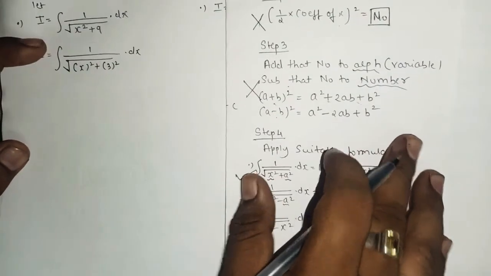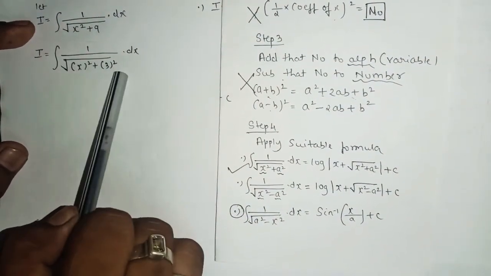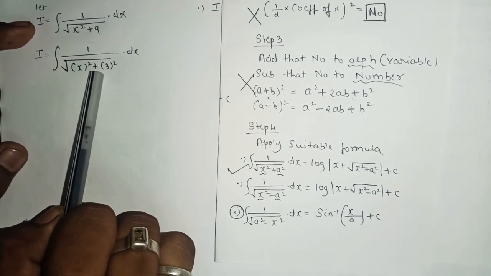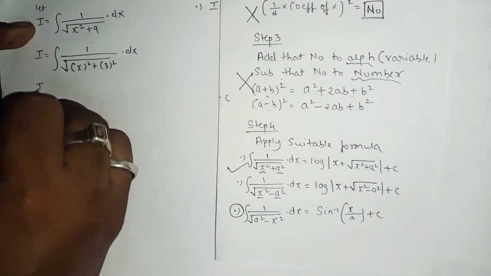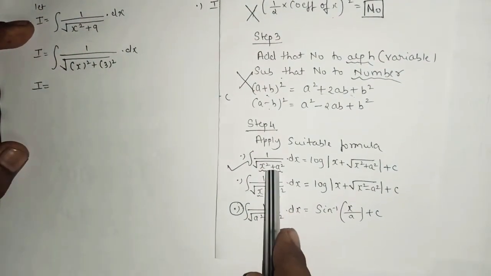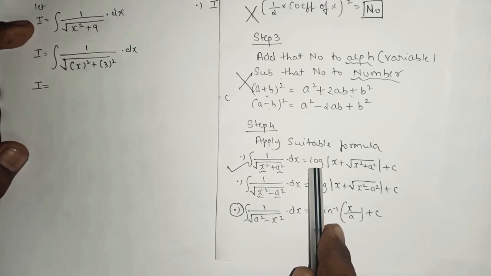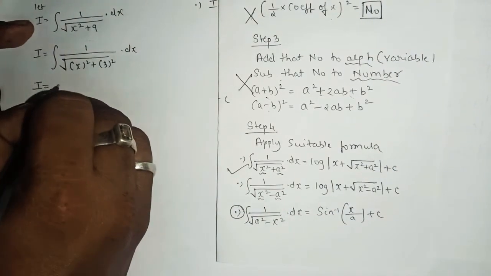We come to the conclusion that as here the alphabet is there and here it is a number and the connection is plus, this looks like the first formula. So we'll apply the integral formula, that is integral 1 upon root x square plus a square dx is log mod x plus root x square plus a square. So we'll apply the formula.